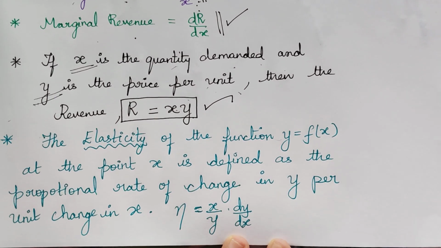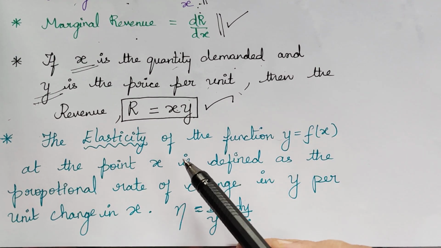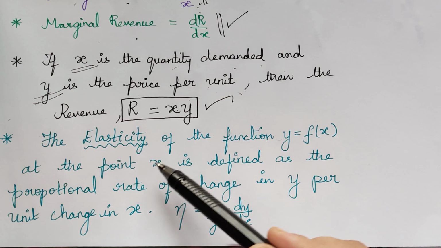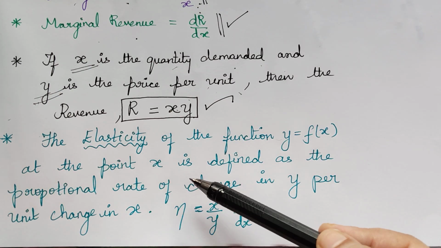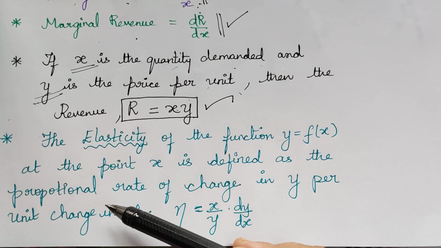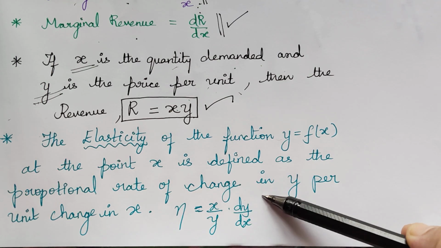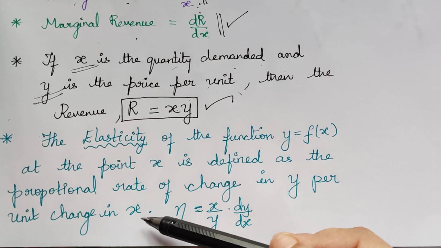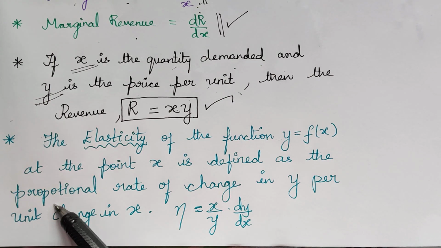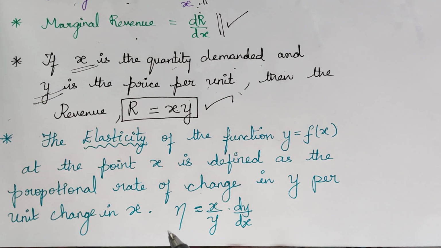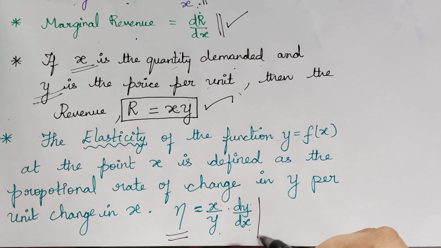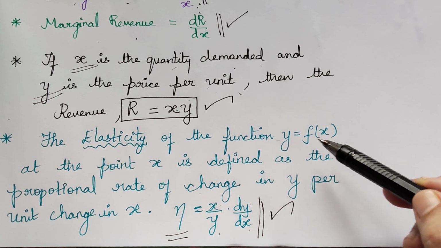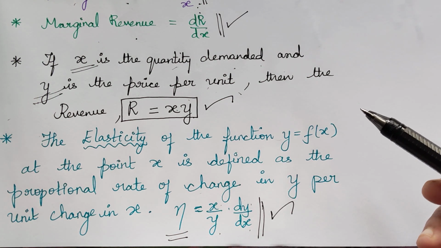Next, we have the elasticity. So, what is elasticity of a function? The elasticity of a function y equal to f of x at the point x is defined as the proportional rate of change in y per unit change in x. It is represented as eta, which is equal to x by y dy by dx. This can be asked under 2 mark questions.